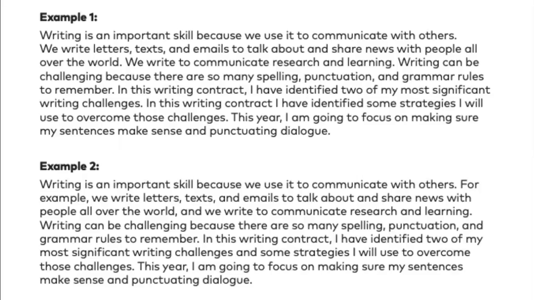Look at the second sentence. On the top, it says, we write letters, texts, and emails to talk about and share news with people all over the world. This is about writing and how it's an important skill. On the bottom one, that second sentence says, for example, we write letters, texts, and emails to talk about and share news with people all over the world. Okay, so we're connecting the sentence before it with the sentence after it by saying, for example.